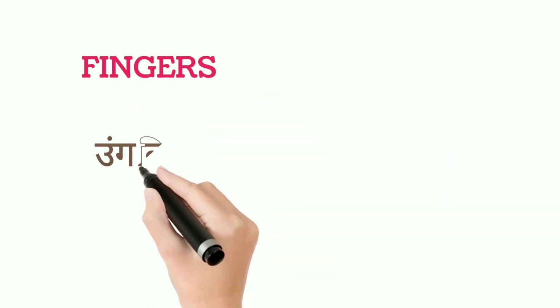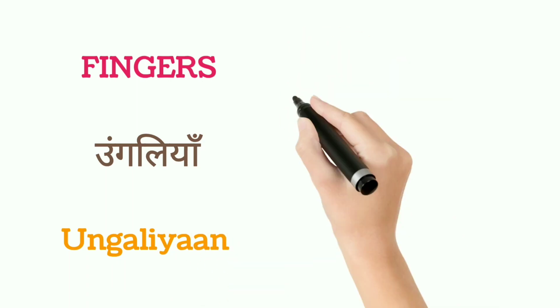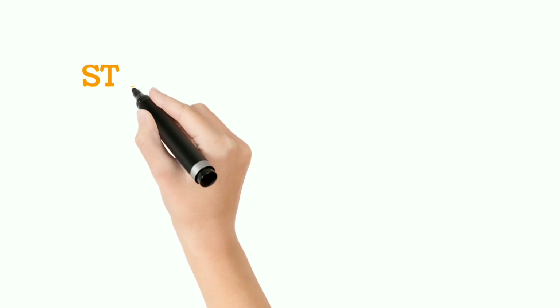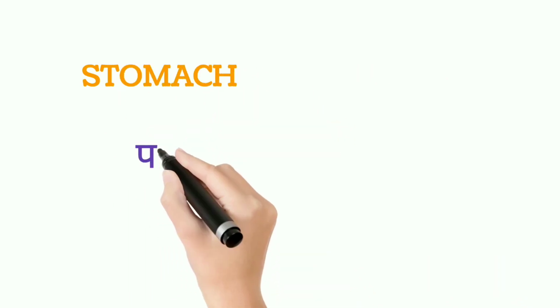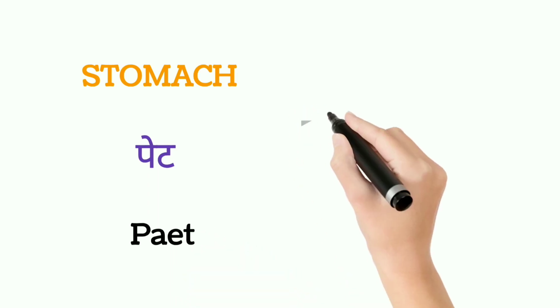Next one is fingers. For fingers it is ungliyan in Hindi. Next one is stomach. For stomach it is pet in Hindi.